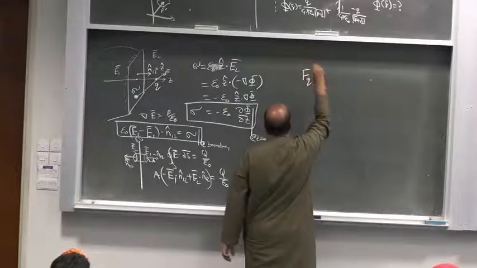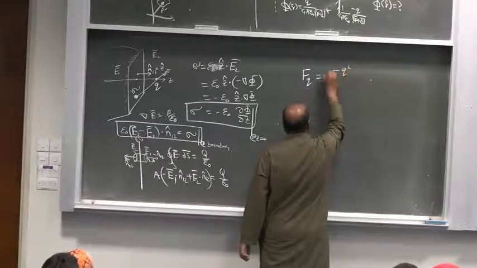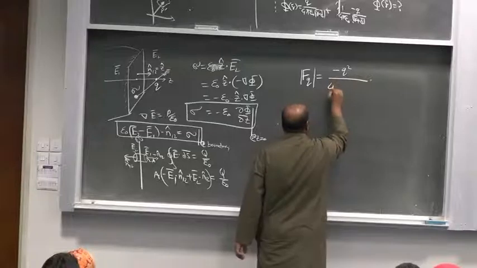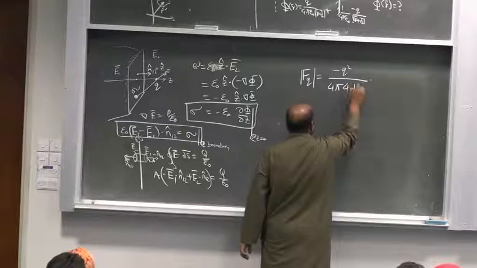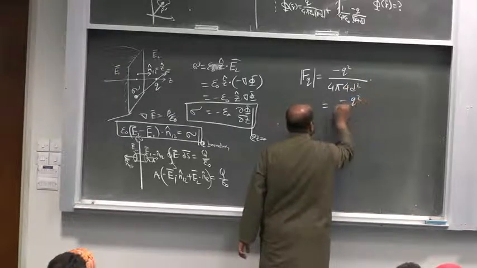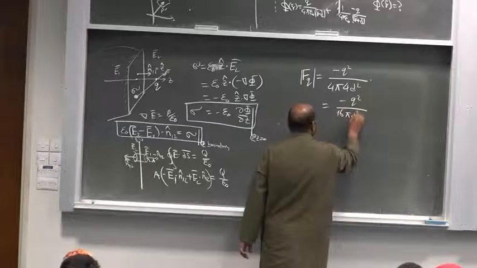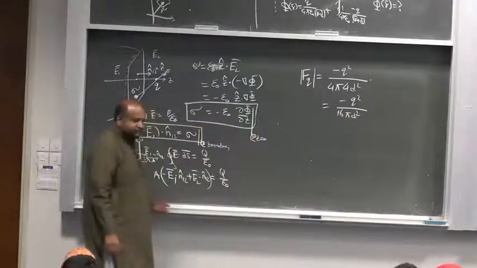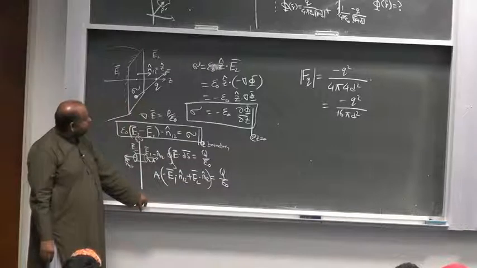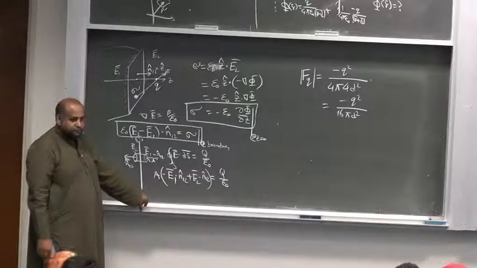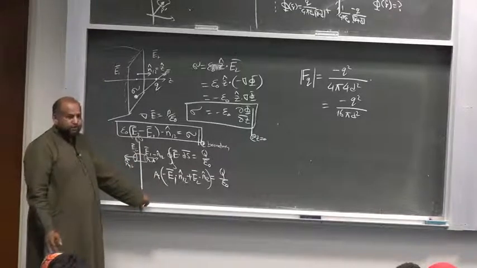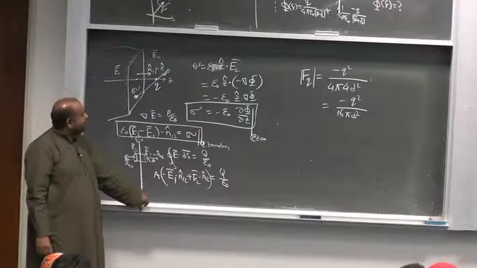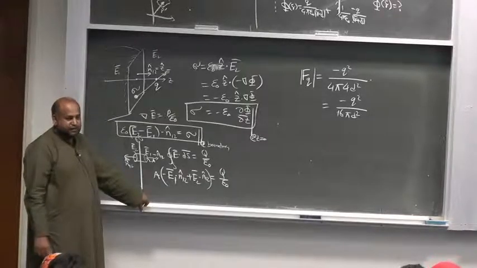These are just two charges, so what's the force between them? If I talk only about magnitude, it is q squared over 4 pi epsilon times distance squared, where the distance is 2d. This is the force. So first of all, when you have a point charge in front of a neutral conducting body, still there is a force on that charged particle.